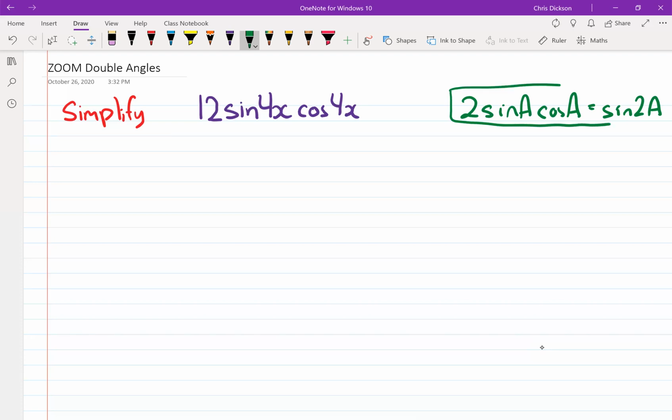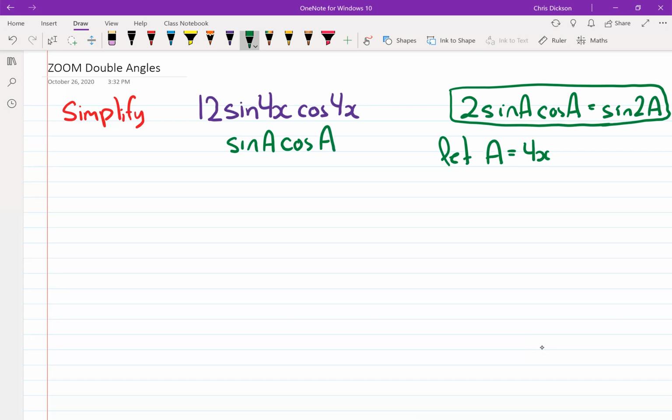But you can notice the writing in purple is not quite that way. It looks a little bit different to me. So I'm going to write a let statement here. I'm going to say let A equal 4x. Okay, so wherever I see 4x, I'm just going to write A here. So it's going to be sine A cos A. So that's that taken care of.